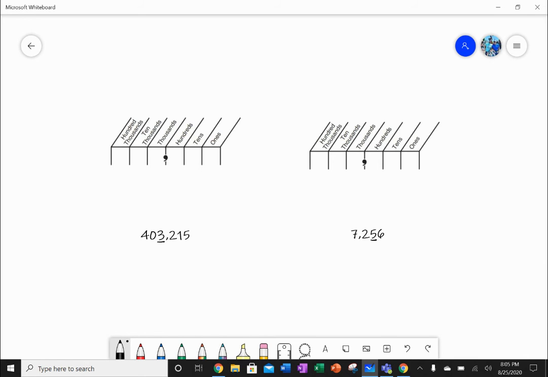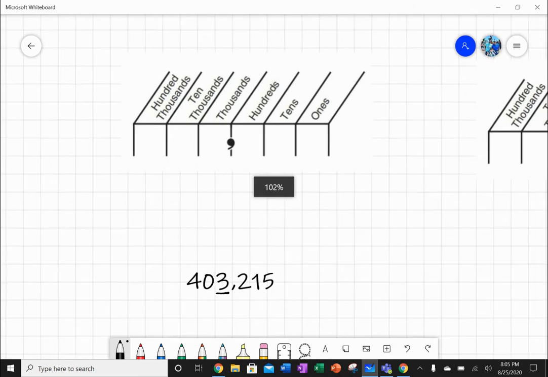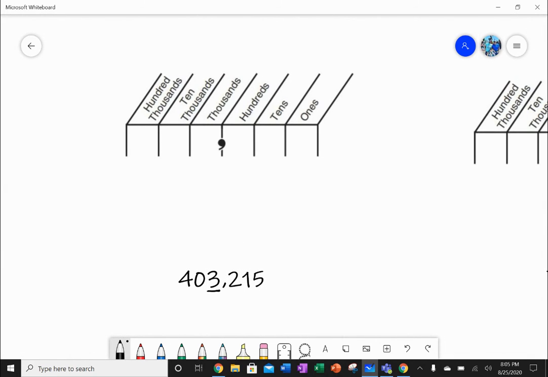Let me zoom in. We're going to put that 5 in the ones place, then that 1 in the tens place, then that 2 in the hundreds place, that 3 in the thousands place, that 0 in the 10,000s, and that 4 in the 100,000s. Now, the underlying number here is actually 3. So this is the number we're trying to find.